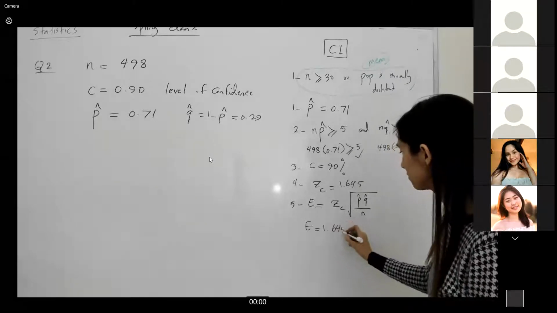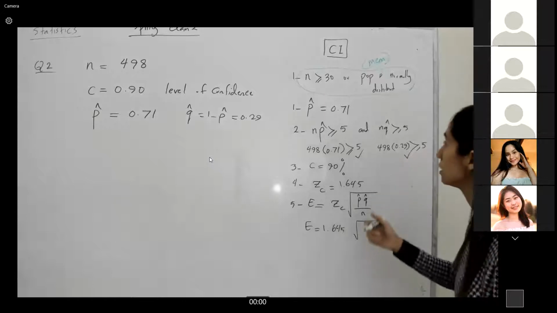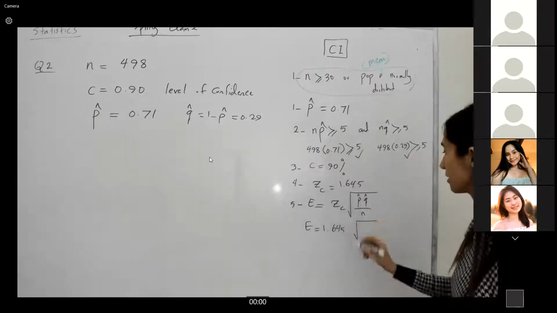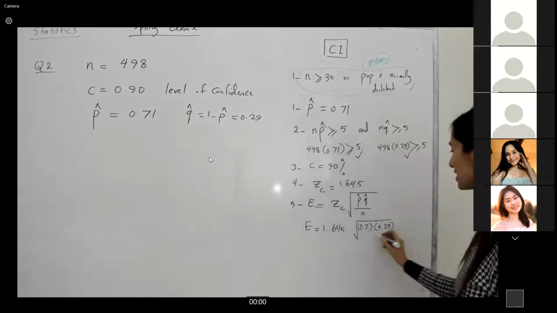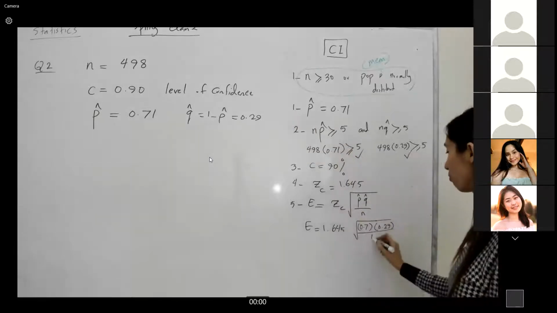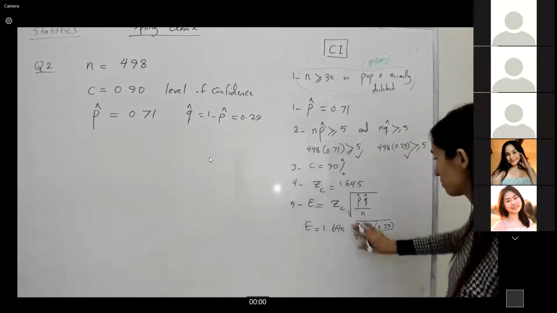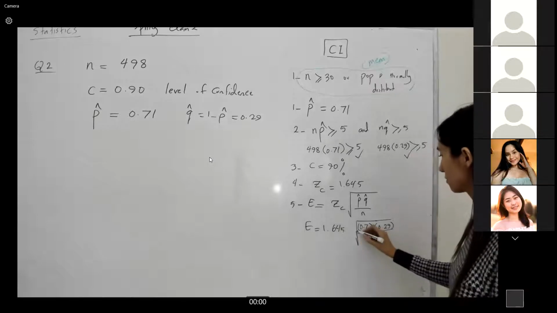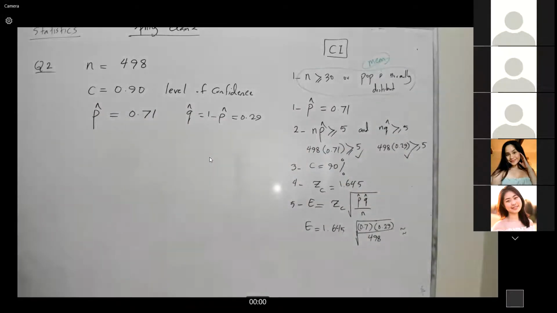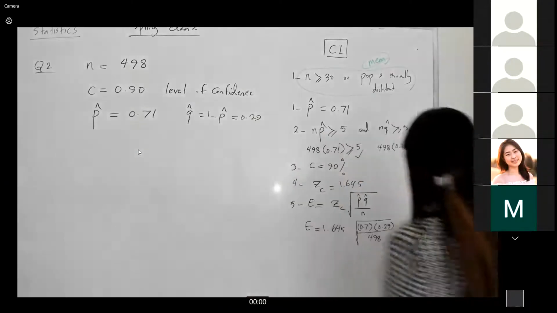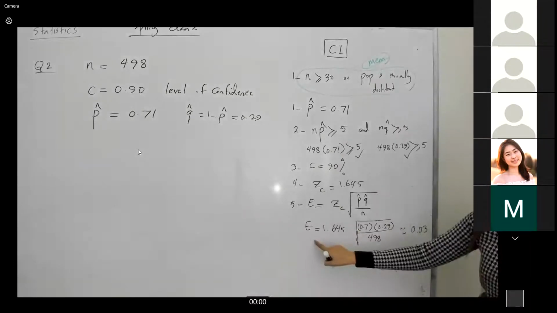1.645 times square root of P hat is equal to 71%, times Q hat, 29%, divided by N, which is 498. So what is the margin of error that you have? What is that approximately? 0.03. This is your margin of error.